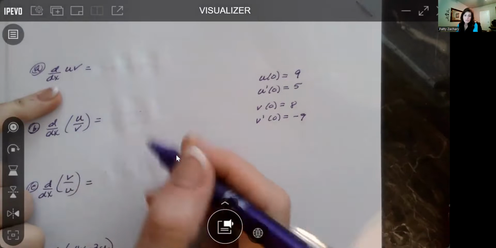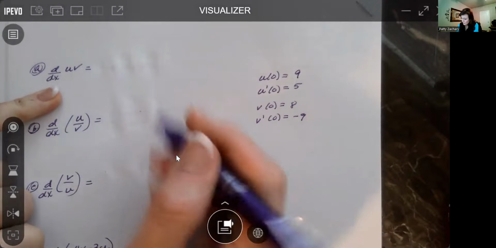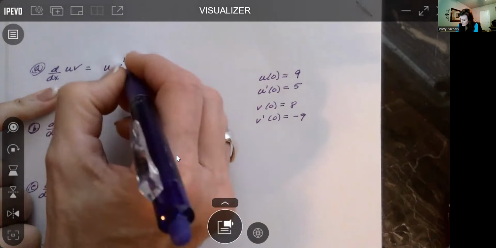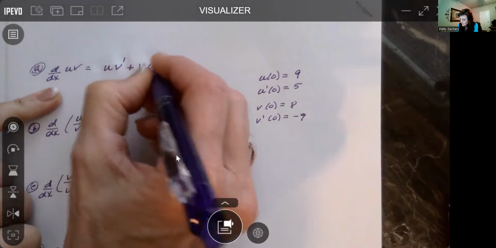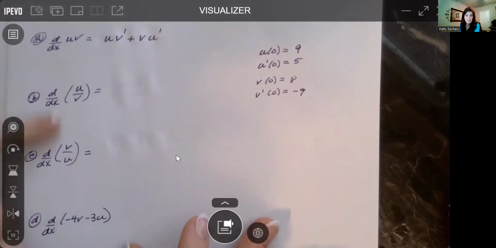So part A is the derivative of u times v. Well, this would be the product rule. So it would be the first times the derivative of the second plus the second times the derivative of the first. Again, I'm not using function notation. I'm trying to keep it as simple as possible in appearance.